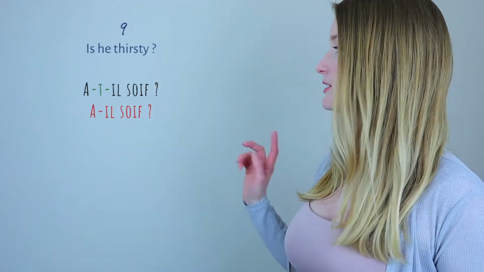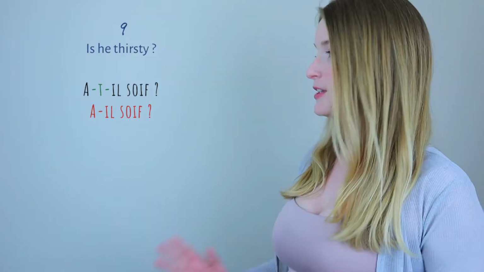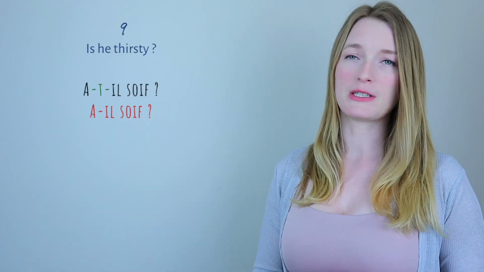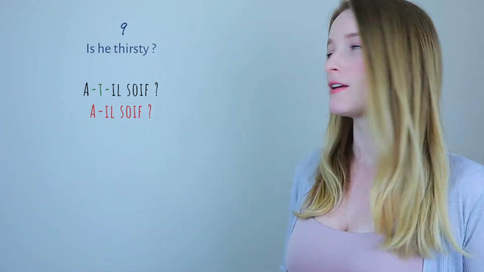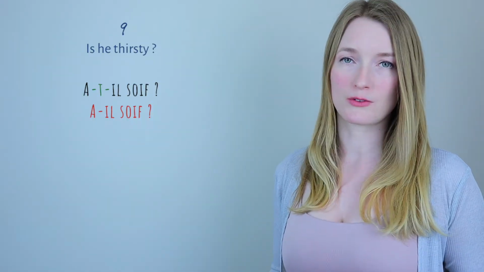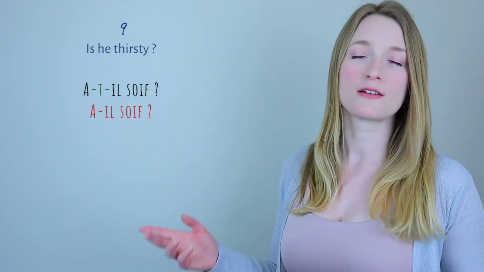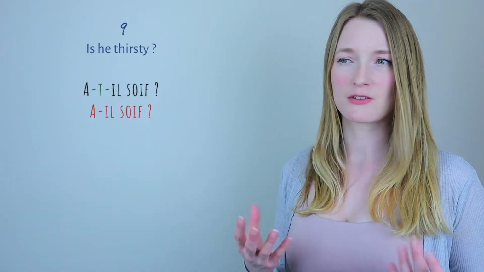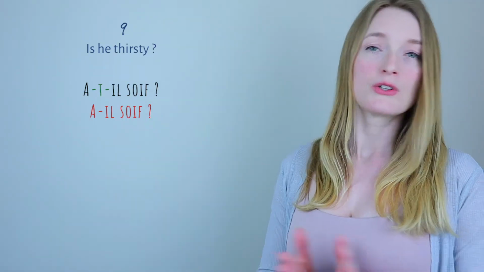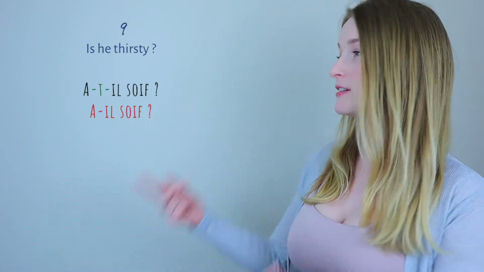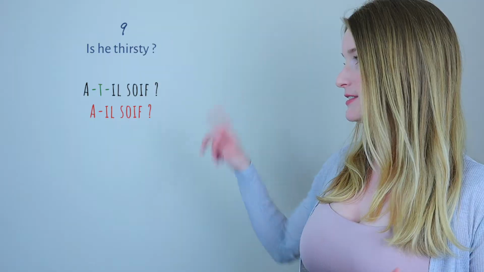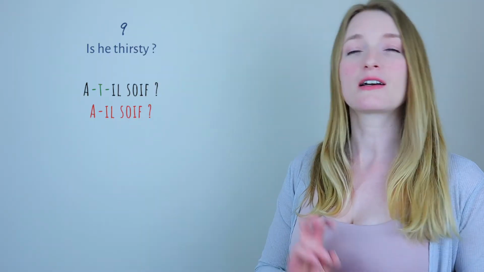Numéro 9. Easy, thirsty. Here it becomes a tiny bit more complicated. Simply because we cannot say a-il soif. It doesn't sound good, okay? It just doesn't sound good. We can't really say that smoothly. So in this case, and in the next one too, numéro 10, we add a T in the middle.